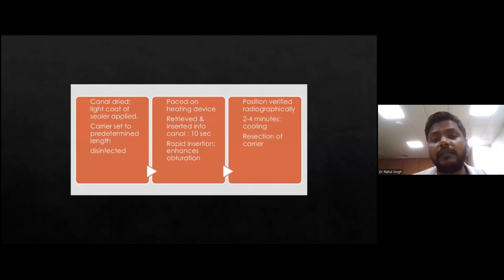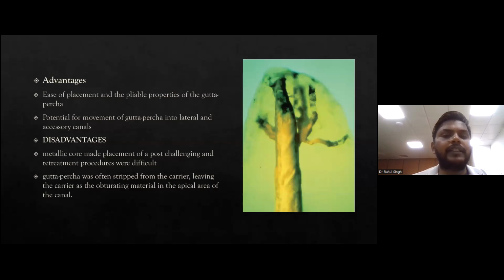But when you resect the carrier, the disadvantage of this system is that if you ever go in future for a retreatment, then retrieval of this core is really difficult. So let's go through the advantages and disadvantages of this technique. The advantages are ease of placement, pliable properties of the gutta-percha, and potential for movement of gutta-percha into the lateral and accessory canals. The disadvantage is that there is a metallic core. So if we are planning for a post, preparing a post space is really difficult with this type of technique.